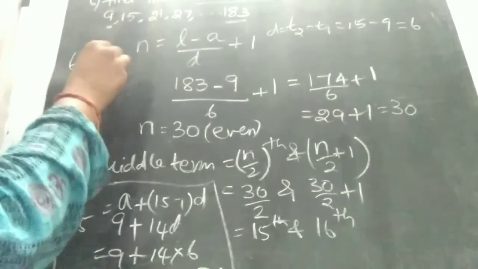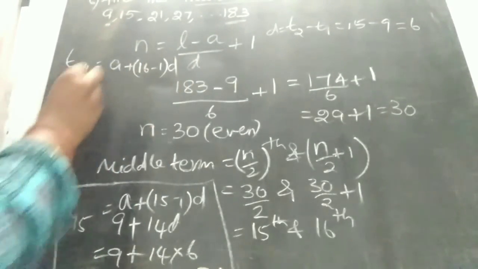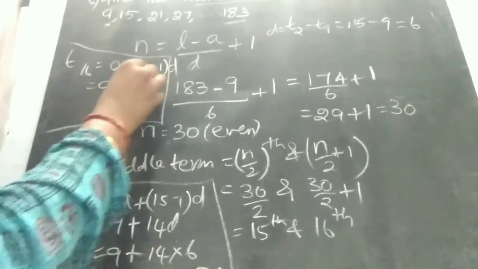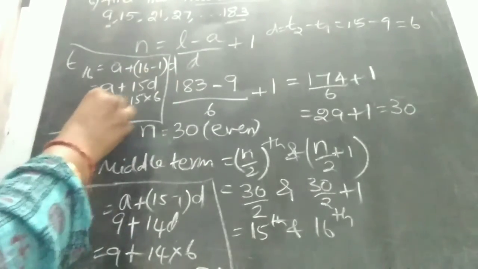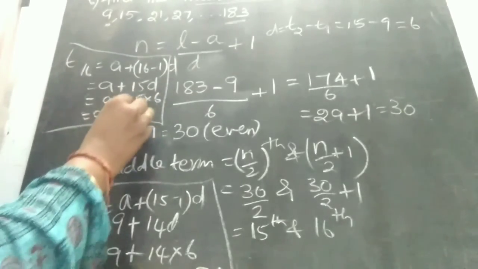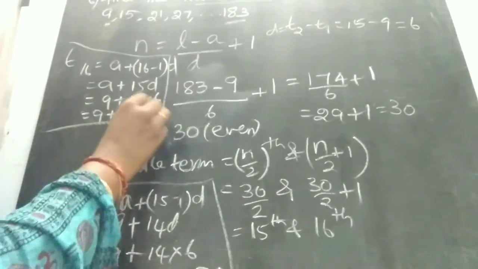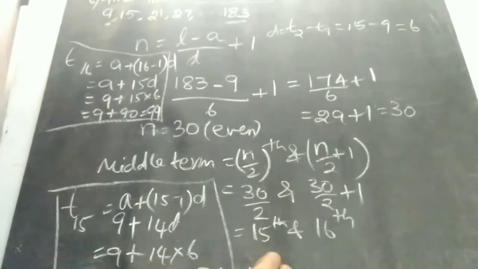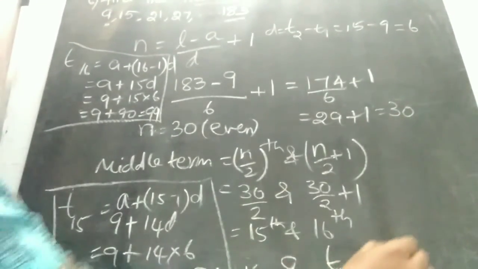Similarly, find T16. So a plus 16 minus 1 into d, which is a plus 15d. Your a is 9, d is 6. So add it here: 9 plus 90. 5 6s are 30, balance 3, 1 6 is 6 plus 3, 90. 90 plus 9, which is your 99. So your T15 is 93 and your 16th term is 99.